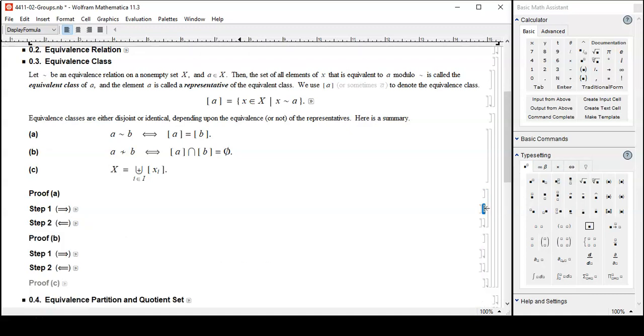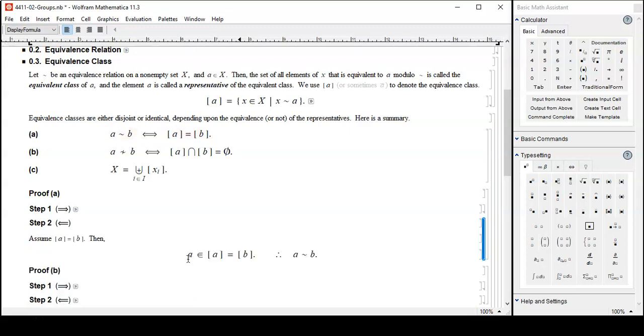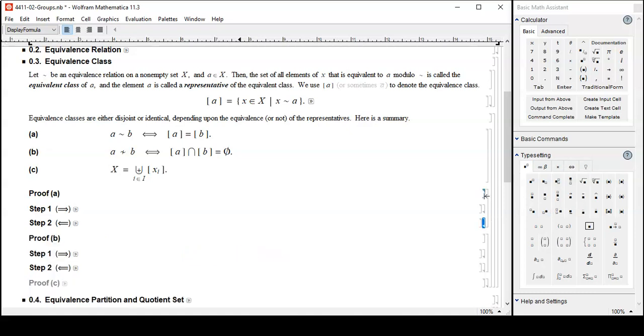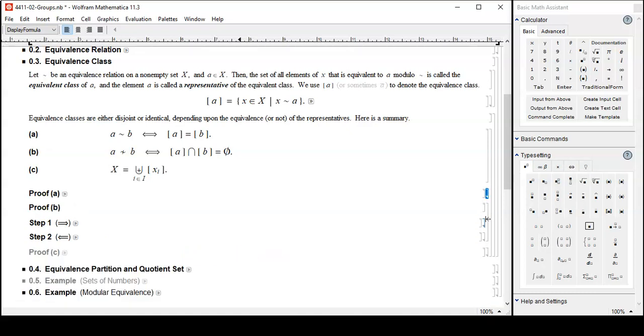How about the other direction? Assume these two are the same, and then we have to prove that A and B are related. Actually, that proof is even easier. A belongs to bracket A, of course, but then again, that's bracket B by assumption, and consequently, A is related to B. The detail is left to the students. Now, how about the other one?